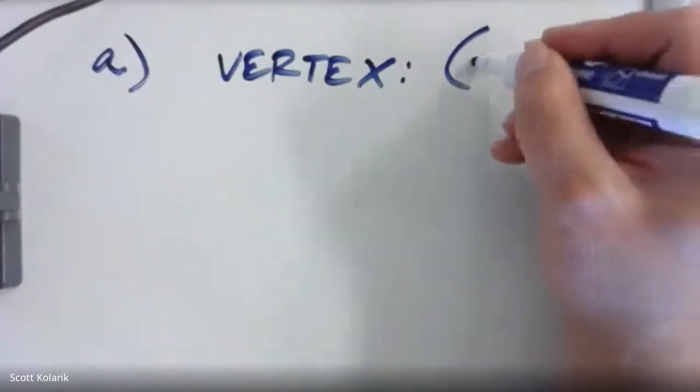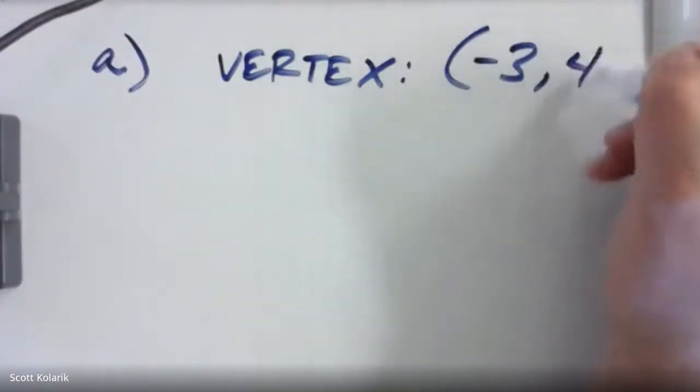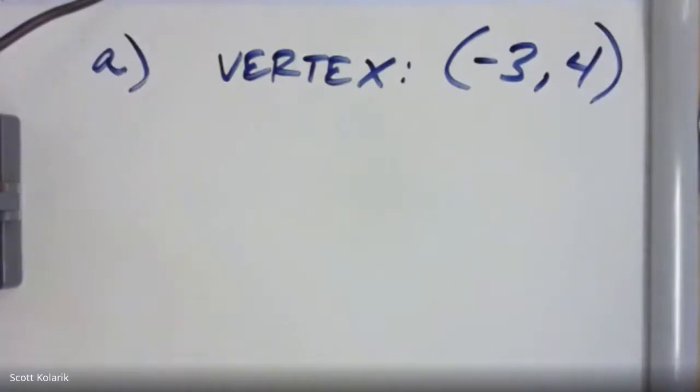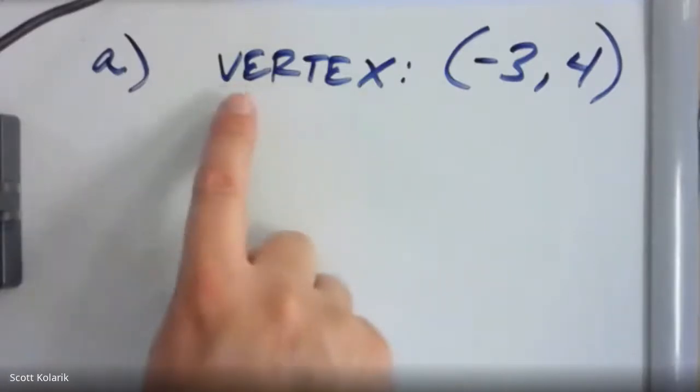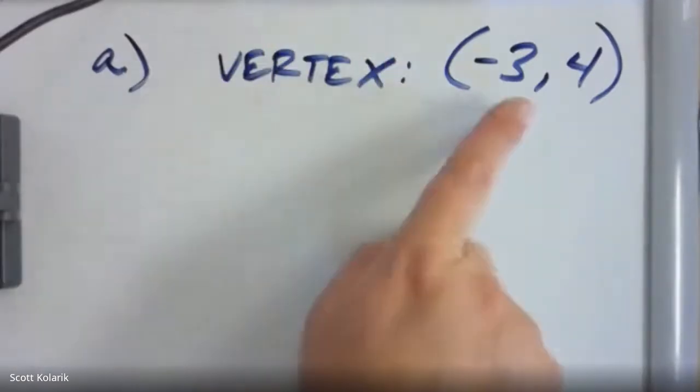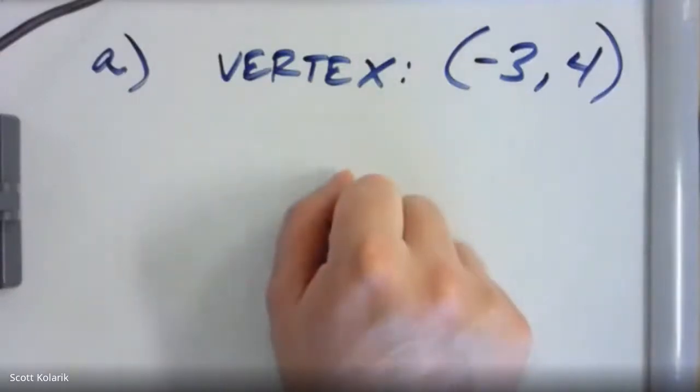We're told that the vertex is at (-3, 4). And that's all we're given. We're just given a single coordinate point, and we're asked to write a quadratic equation that will contain that point. Now, it has to be the vertex, right? So for the record, there are actually an infinite number of parabolas that have a vertex at this point, and I'll talk about that in just a second.